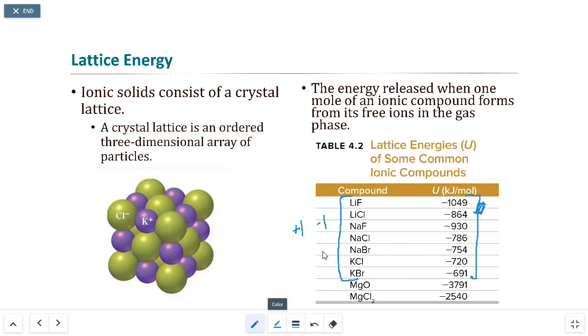It cuts both directions. Let's take a look and compare two chlorides here. The sodium chloride versus the potassium chloride. Same thing though, right? Sodium and potassium, both alkali metals. Potassium has an extra energy level. It's a little bit bigger. We see a drop in lattice energy as a result.